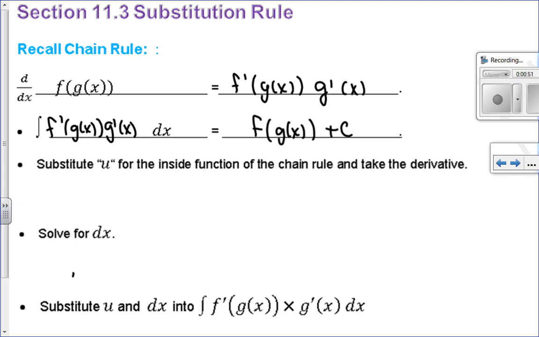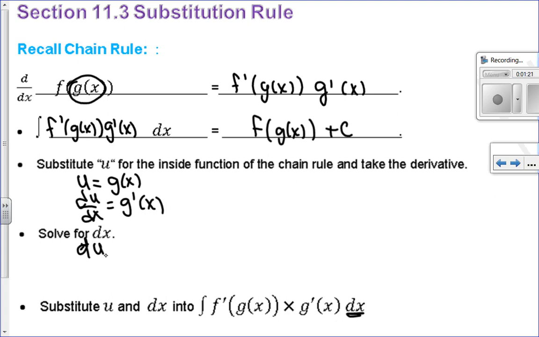What I'm going to do is substitute u for the inside function of the chain rule. The inside function is g of x, so I'm just going to let u equal g of x. Then the derivative of u with respect to x would be g prime of x. I want to solve for dx, because in the expression I don't have a du, I have a dx. So let's multiply both sides by dx, and I would get du equals g prime of x dx, and divide both sides by g prime of x. So I would have du over g prime of x equals dx.